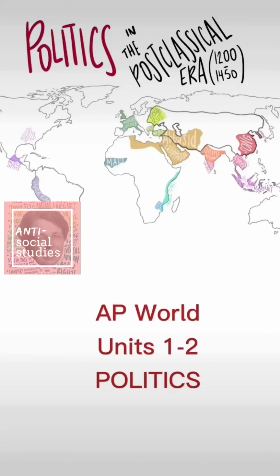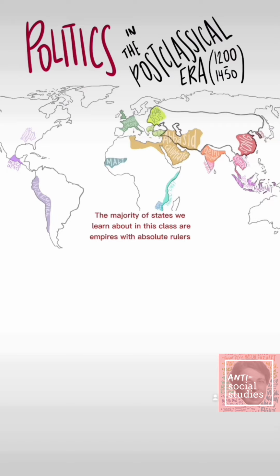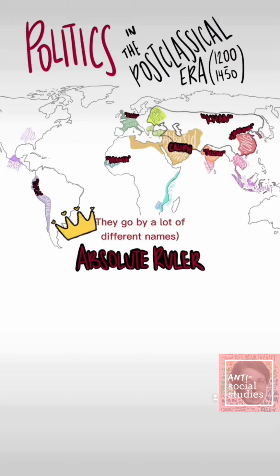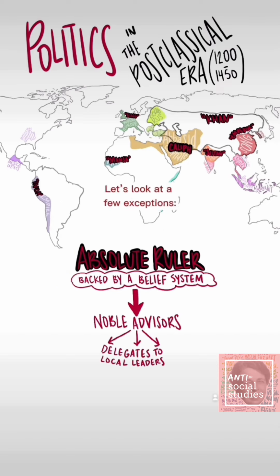AP World Units 1 and 2, today we're talking about politics. The vast majority of the states that we learn about in this class are huge empires that have an absolute ruler. They go by a lot of different names: a Khan, a Caliph, a Mansa, whatever. Most of them are backed by some unifying belief system, and then there's a complex system of delegation that occurs. Okay, there are a few exceptions to this rule.